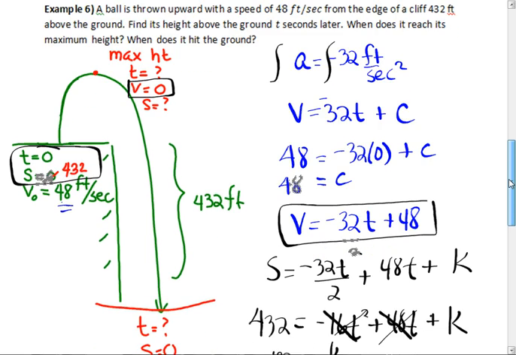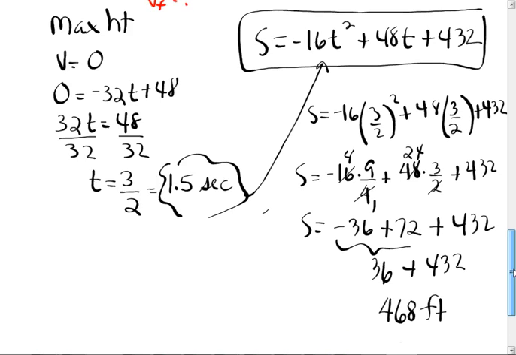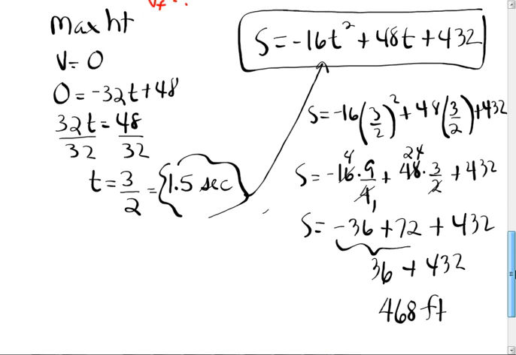When does it hit the ground? What's true on the ground? The position is 0. I don't know the velocity, and I don't know the time either. They could have asked for the velocity when it hits the ground, but they didn't. Usually they do. So S equals 0 when it hits the ground.